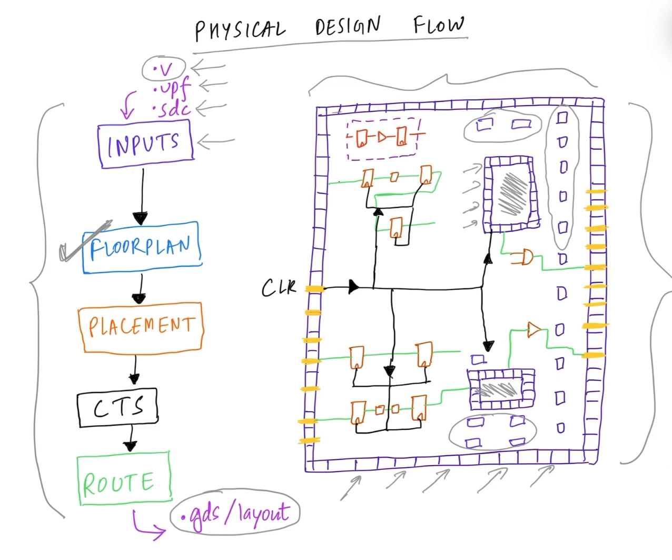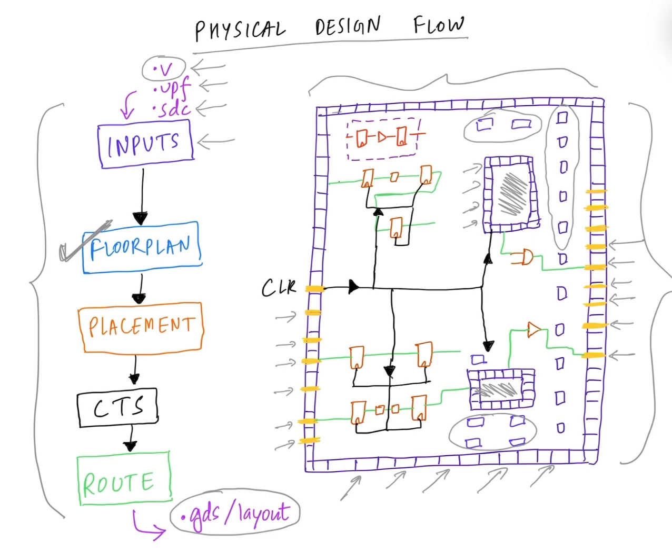The next thing which also happens during floor plan stage is the port placement. So as you can see in yellow, we have a bunch of input and output ports on the left and right edge of this partition. So they are also placed at the desired location in floor plan stage.